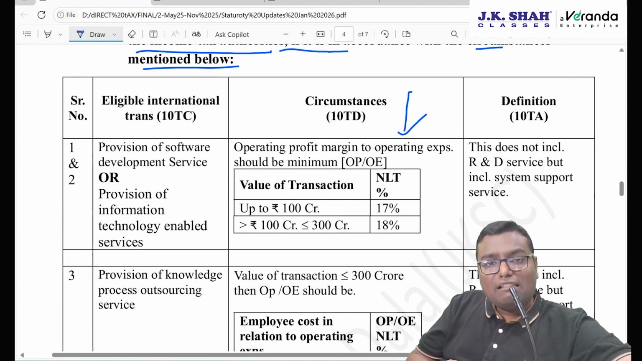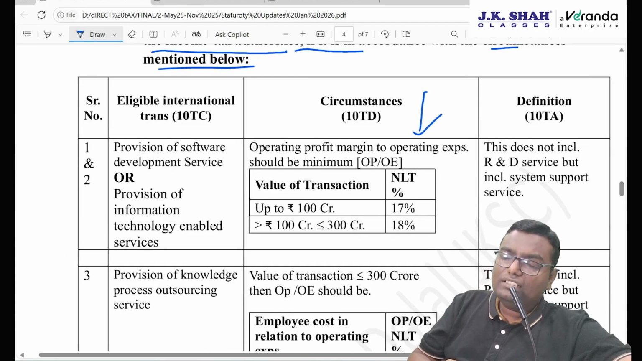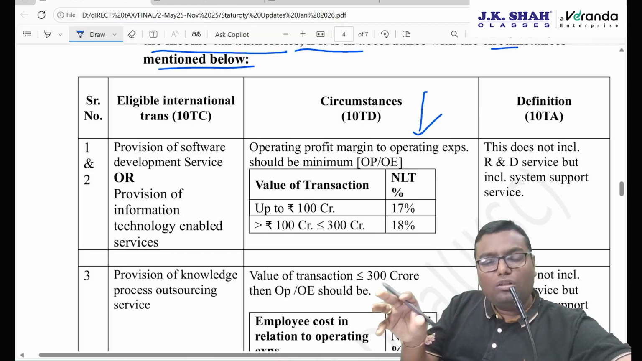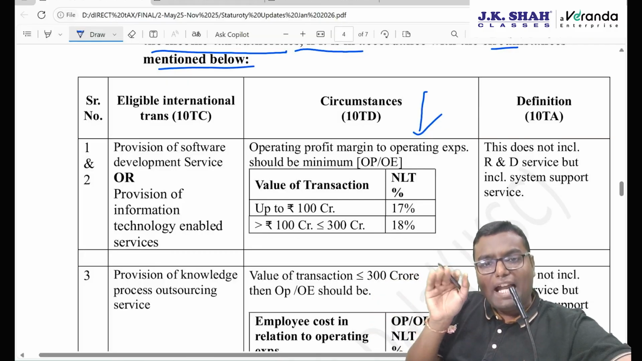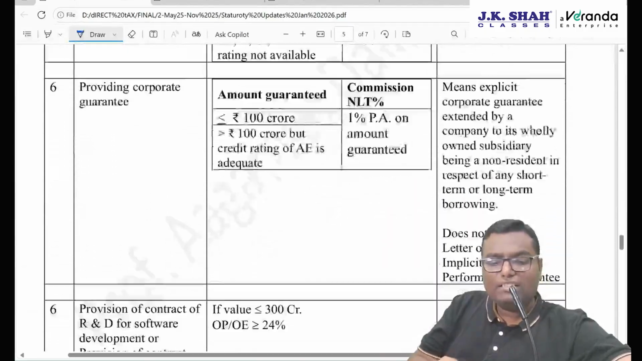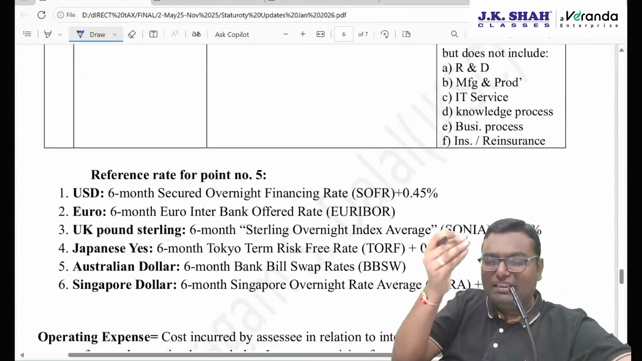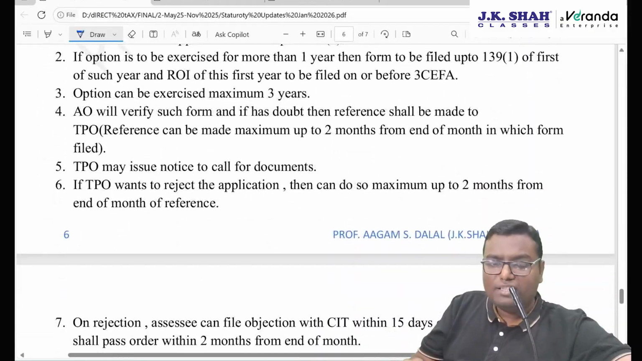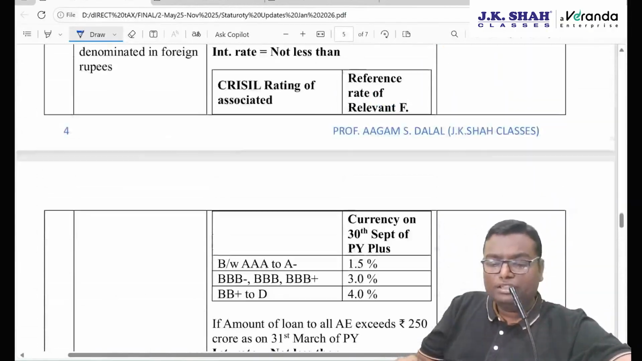Now, what are the cases covered over here? I have tried to simplify this in a tabular format as much as I could. I have removed all those things which are not relevant for you and added all those things which are relevant for you. This table covers each and everything in safe harbor rules, which run to around 30 pages in that PDF. I have tried to cover it here in 3 pages, and that has been covered.